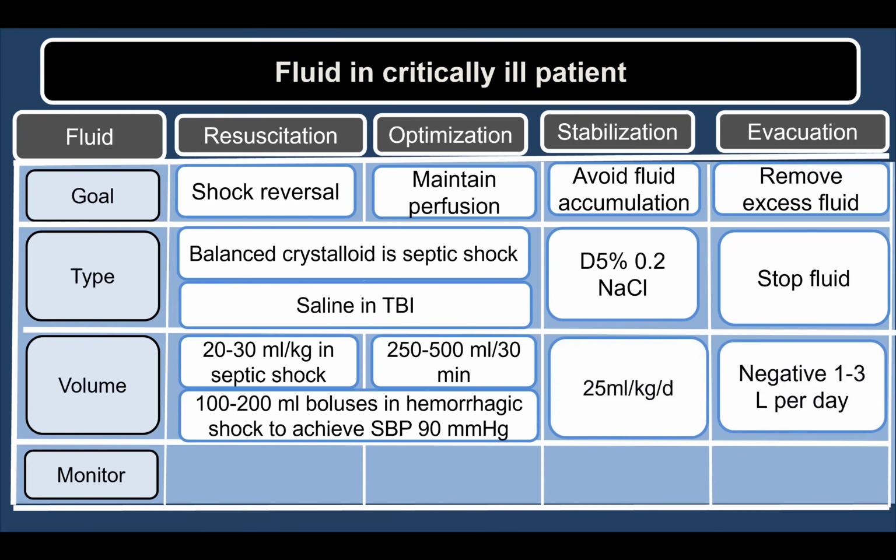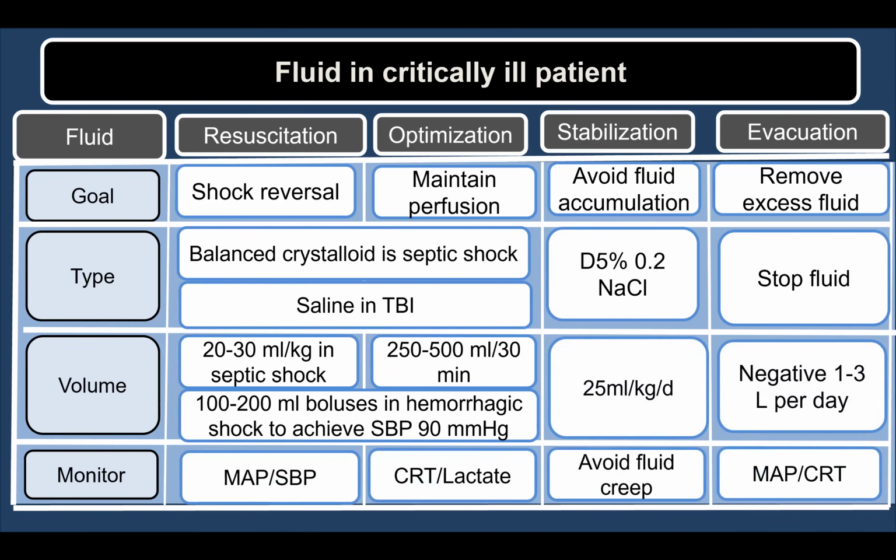In the stabilization phase, the goal is to give a fluid volume of about 25 milliliter per kilogram per day, and in the evacuation phase to become negative, -1 to -2 or 3 liters per day. The monitoring for the resuscitation phase is mainly blood pressure; in the optimization phase, the tissue perfusion, capillary fill time and lactate; in stabilization, avoid fluid creep; and in evacuation, again, we have to monitor the pressure and capillary fill time to avoid excessive evacuation. Thank you.